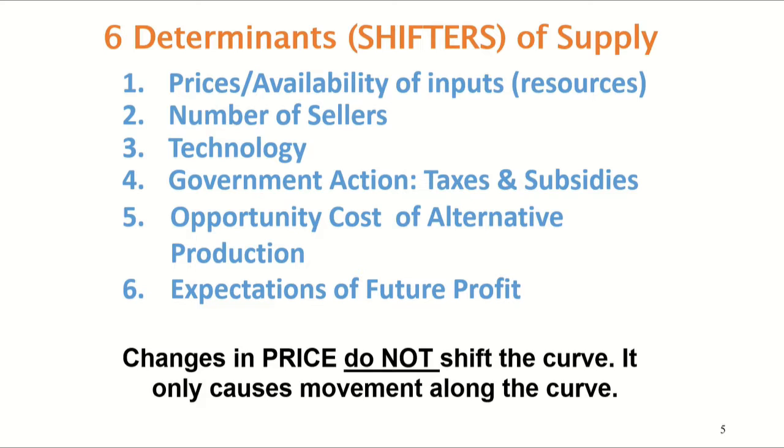Expectations of future profit. If you have a bunch of Pop-Tarts and you think in 6 months you'll be able to sell them for $15 a box, you're not going to supply a lot of Pop-Tarts right now. You're going to wait, and then supply them when you think you can get a lot of money for it. And vice versa. If you think in 6 months your $4 box of Pop-Tarts will only be 50 cents, you're going to supply as many as you can now so that you can get more profit. Remember, changes in price do not shift the curve.